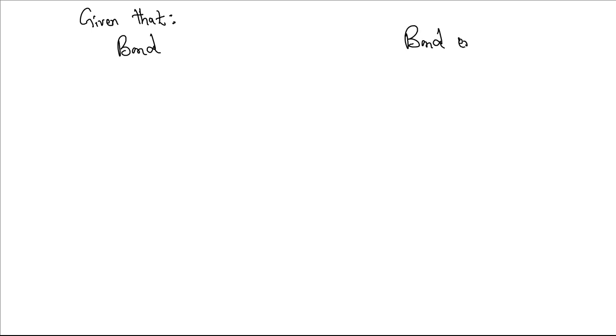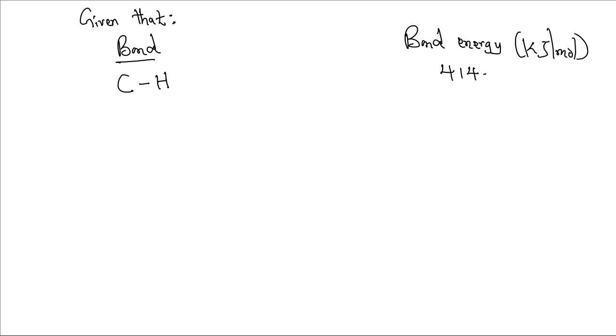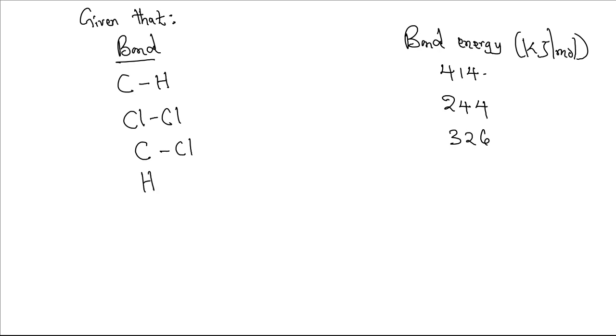So that is carbon to hydrogen bond energy in kilojoule per mole is 414. Chlorine-chlorine bond is 244 kilojoule per mole. Carbon to chlorine bond is 326 kilojoule per mole. And finally, hydrogen to chlorine bond is 437 kilojoule per mole.